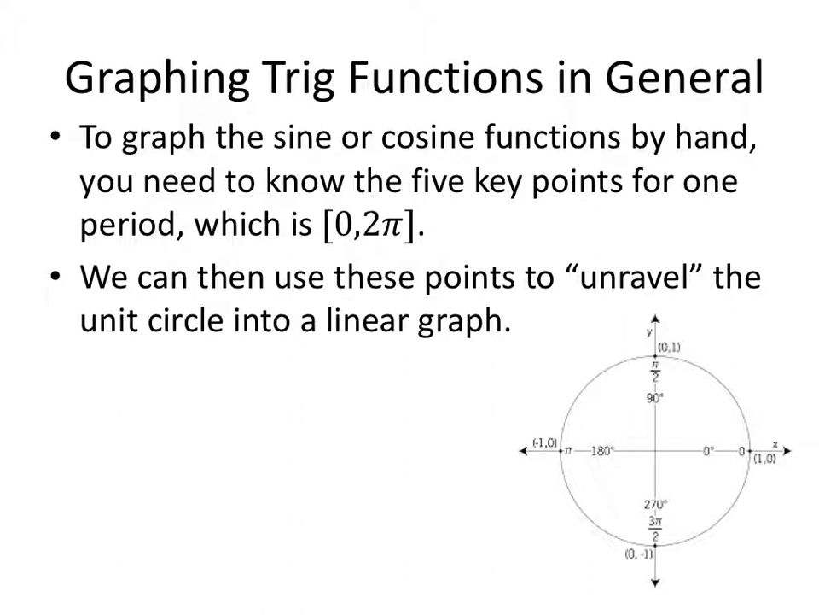Alright, so graphing trig functions in general. In order to graph any of the trig functions, you need to know the 5 key points or 5 key values for one period. And for sine and cosine, that's 0 to 2 pi. We'll find different periods for 2 of our other trig functions, but for now, let's just keep things between 0 and 2 pi and know what's going on. So we could use these points on the graph of our unit circle to unravel the unit circle into a linear graph.